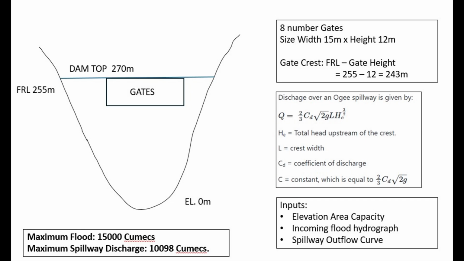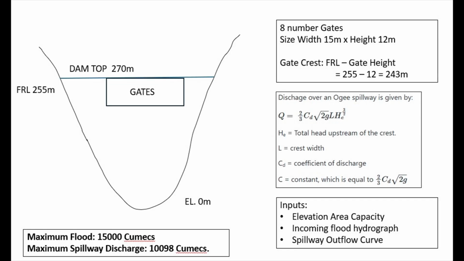Let us consider this example. Here we can see the dam section at a location. Dam bottom elevation is 0 meters. Dam top is given and also full reservoir level is given. Gates are also indicated in this section. These gates are crest gates. For different types of spillways, please refer to the videos given in this channel.